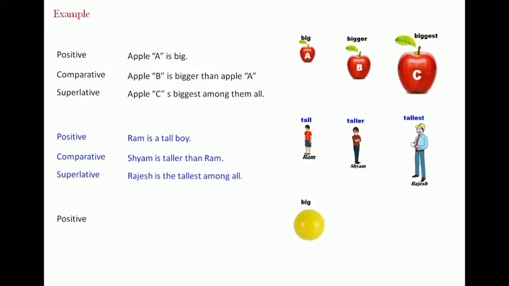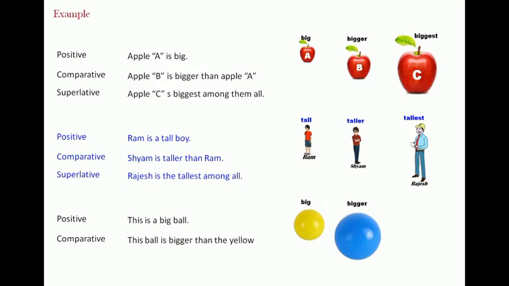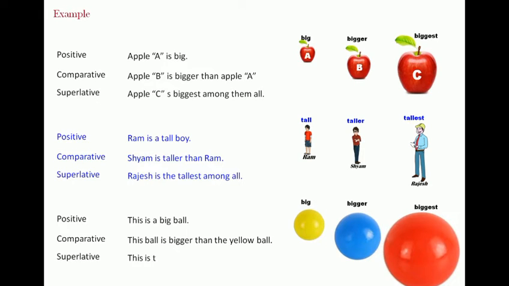In one more example, positive form. This is a big ball. In comparative, this ball is bigger than the yellow ball. In superlative, the red ball is the biggest ball of all.